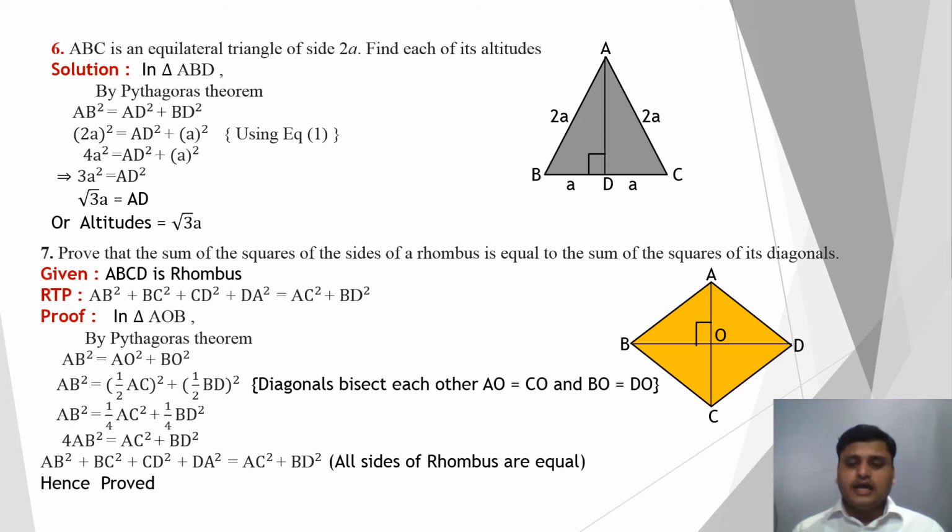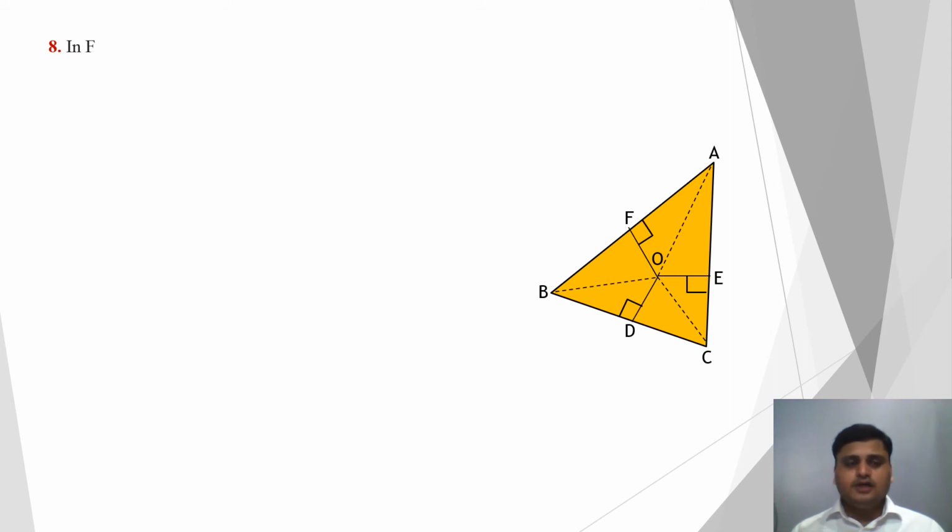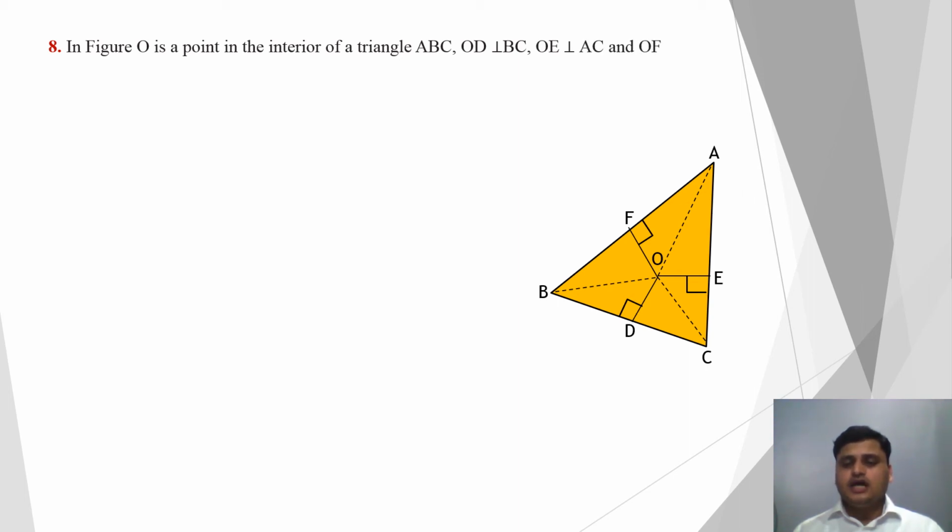Now we will go to another question, number 8. Here in this question it is given that O is in the interior of triangle ABC. O is a point which is interior to triangle ABC, and it is also given that OD is perpendicular to BC, OE is perpendicular to AC, and OF is perpendicular to AB. We need to show two things.